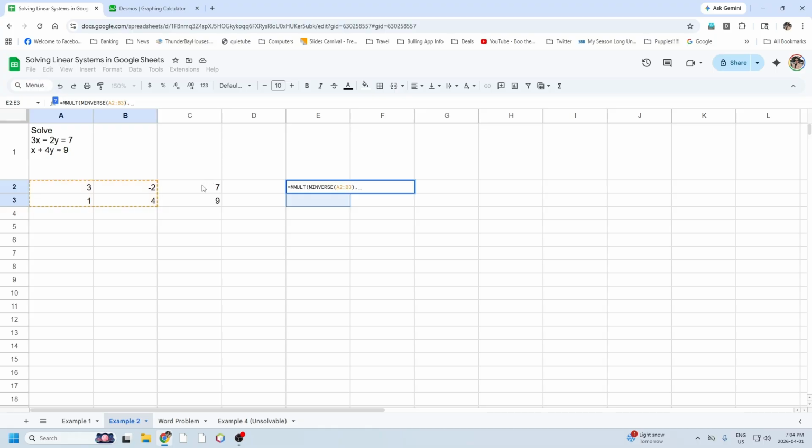Hit comma. Going to highlight these two and hit enter. And there is the answer. And yeah, that's decimals, but that is an exact answer right now. This is x, and this is y.